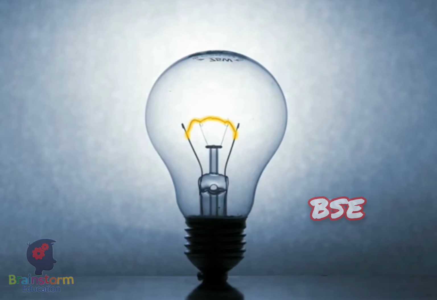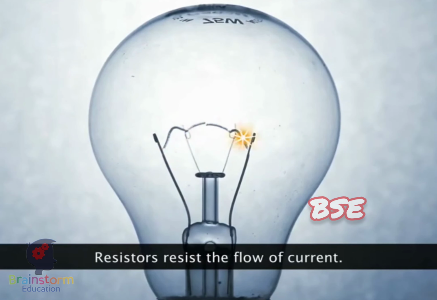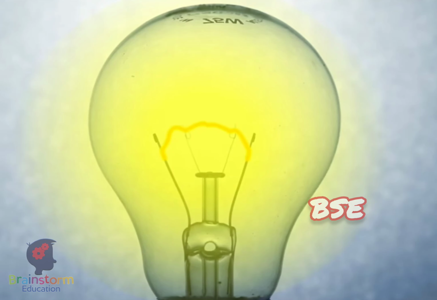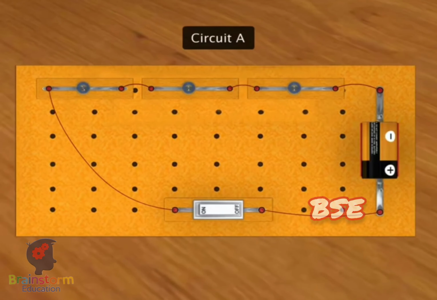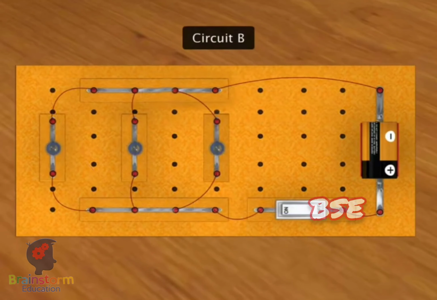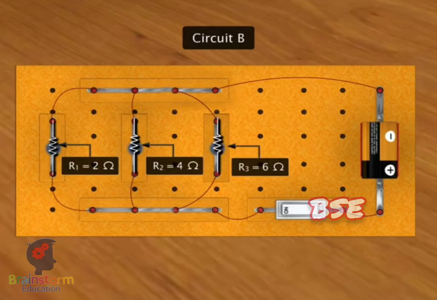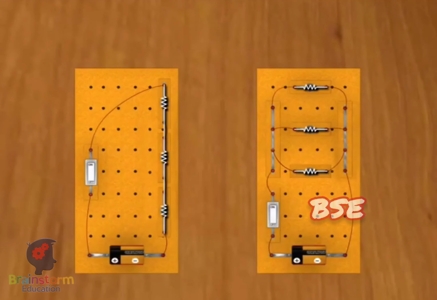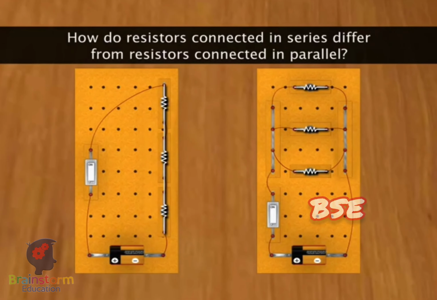The filament of the bulb is a resistor. Resistors are electrical devices that resist the flow of electric current. So, circuit A is an example of resistors connected in series, and circuit B is an example of resistors connected in parallel. Based on your observation of the bulbs' behavior, can you explain how resistors connected in series differ from resistors connected in parallel?